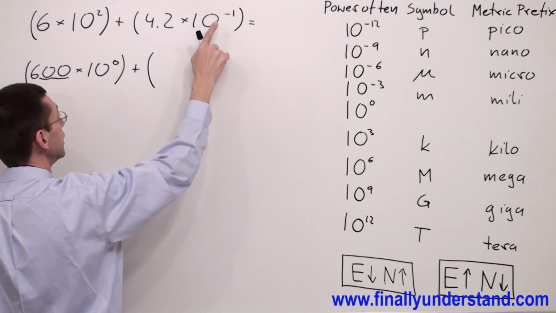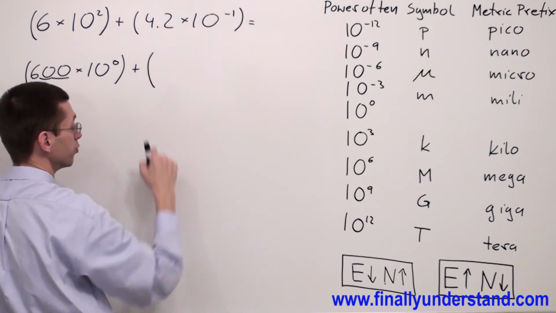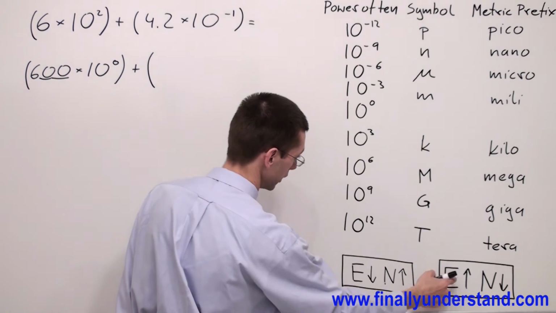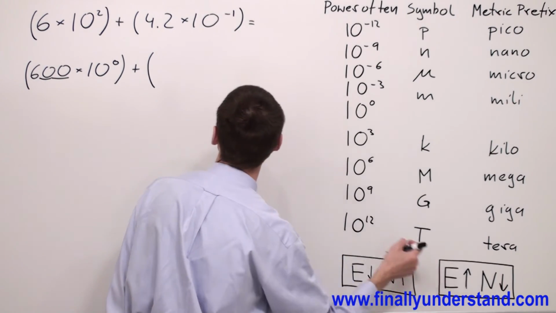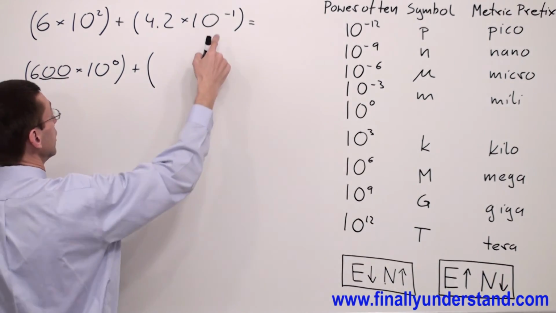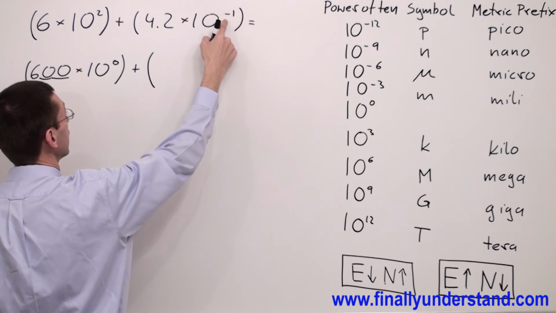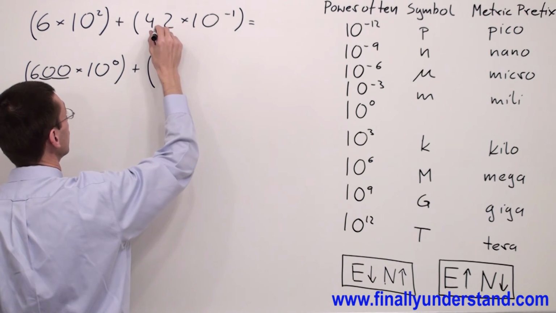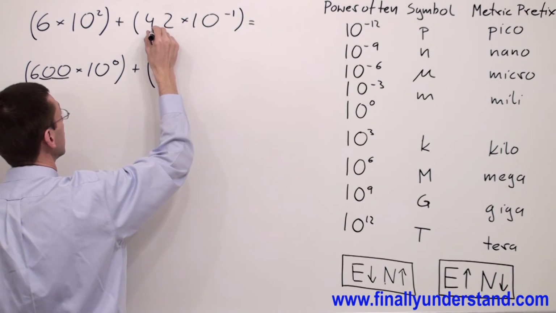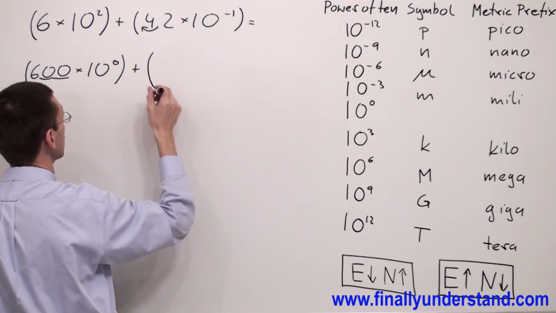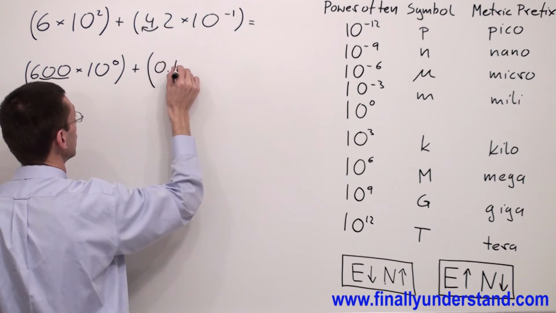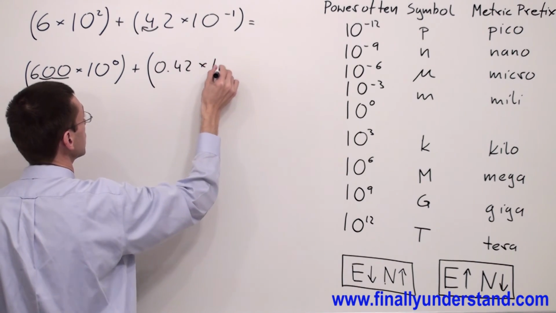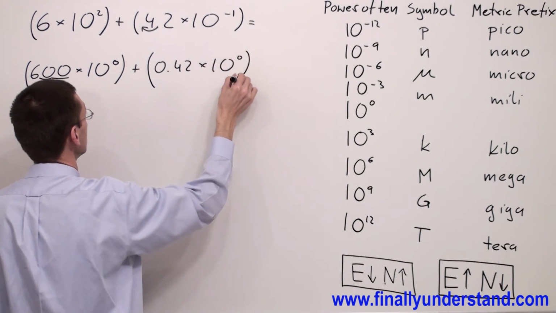Exponent is getting bigger, number has to get smaller. I have to increase the value of my exponent by 1. That's why I have to move my decimal point once to the left. That's why I'm going to have 0.42 times 10 to 0.